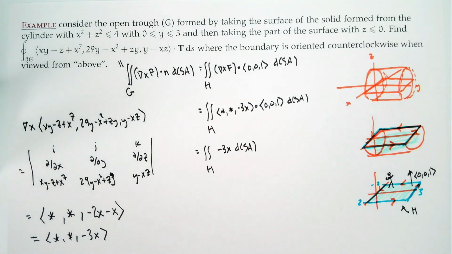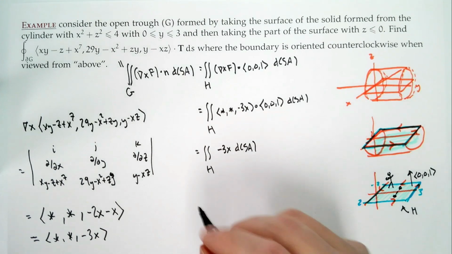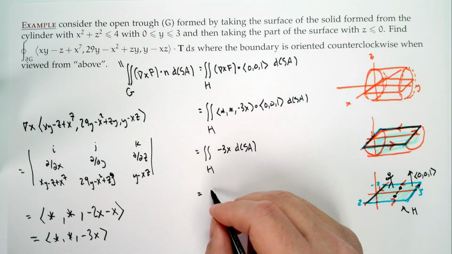Now, we come here and we ask ourselves the question, what is the integral of negative 3x? Well, if you think about our shape here in the xy plane, y goes from 0 to 3, but x is going from negative 2 to positive 2, which means that if I look at the contribution there versus the contribution there, they cancel out. And therefore, we're going to end up with 0.